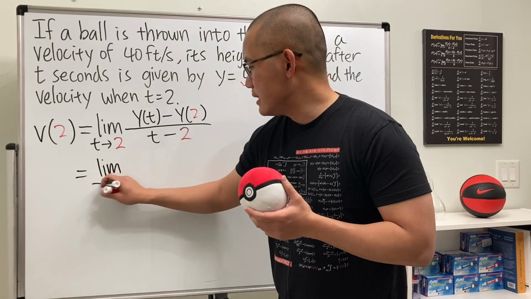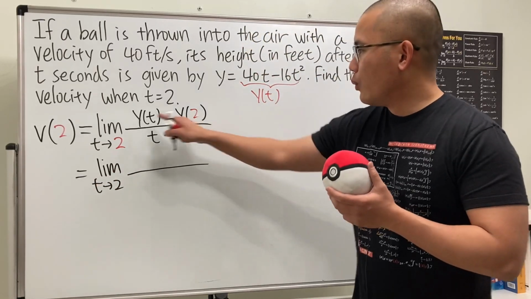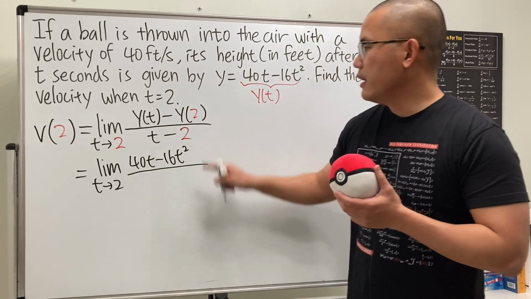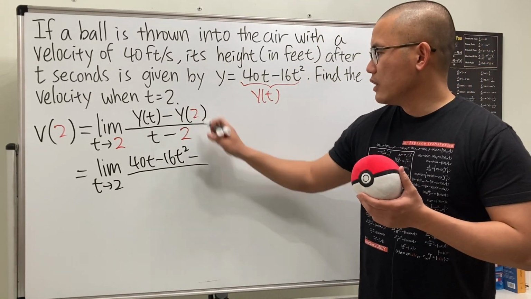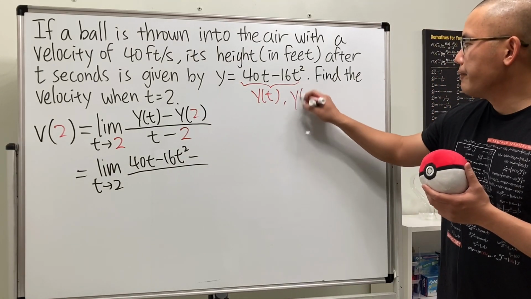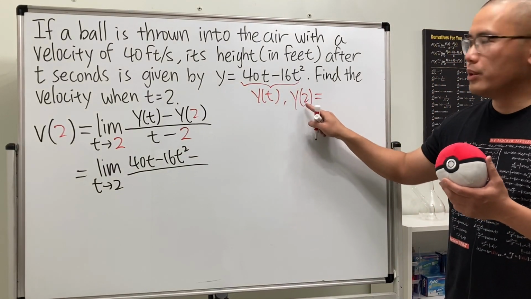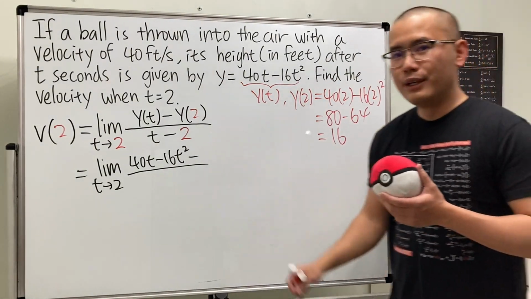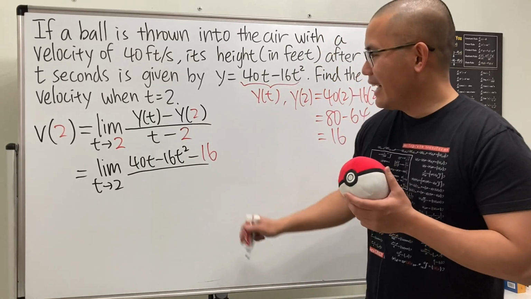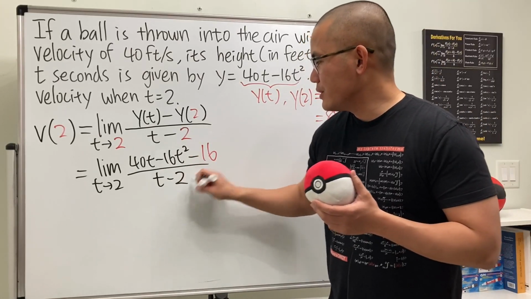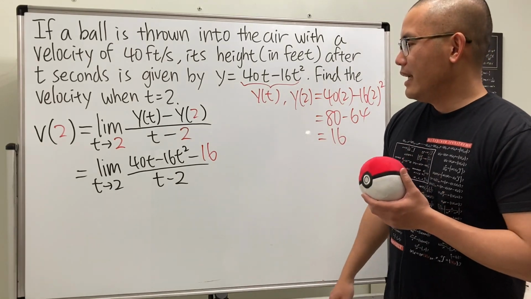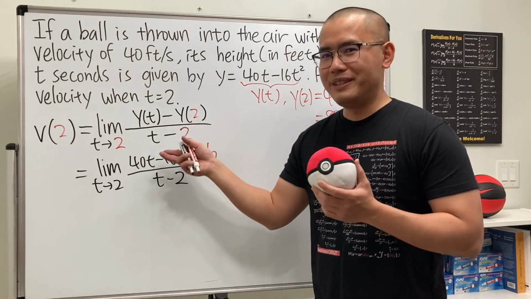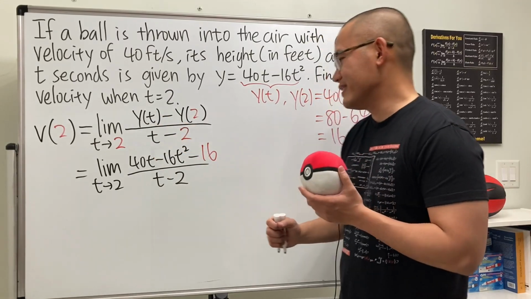The limit as t approaches 2 of y of t, which is 40t minus 16t squared, and we will have to minus y of 2. So let's go ahead and do it on the side. y of 2 is just that we put 2 into this t and that t. So y of 2 is equal to 16. And then all divided by t minus 2, like that. Cool. And you know it, this is going to give you 0 over 0 because that's how it's set out to be. So we will have to do some work for this.